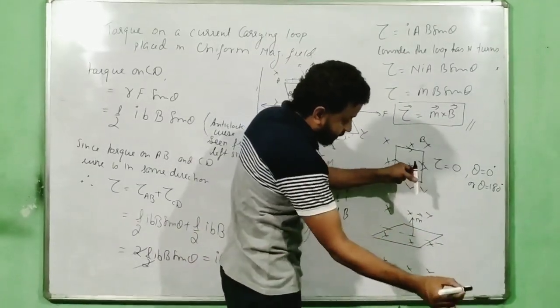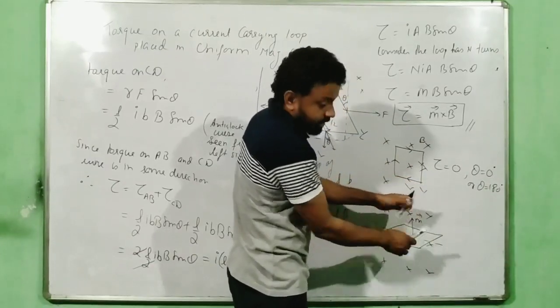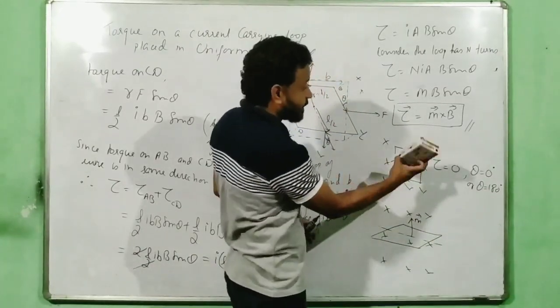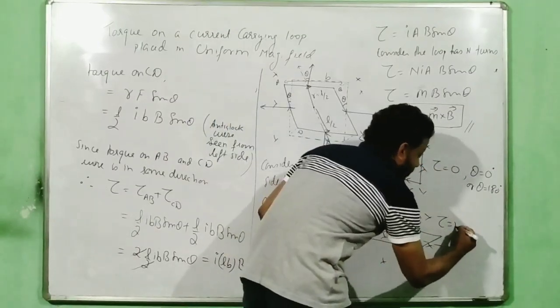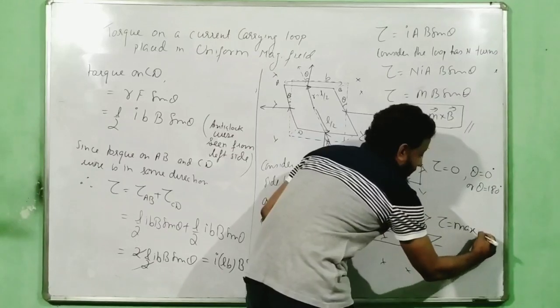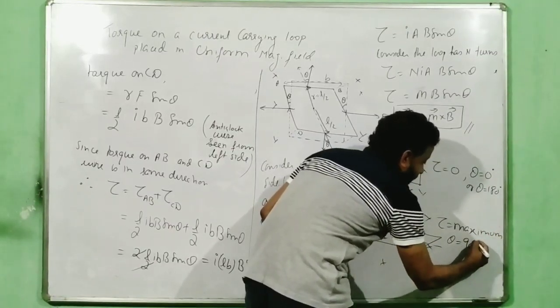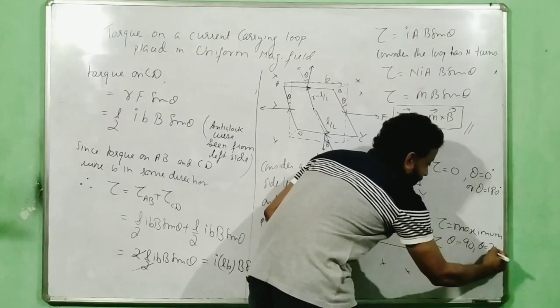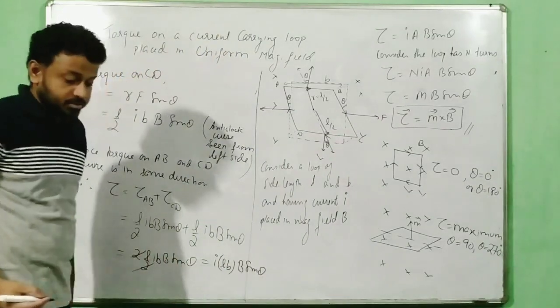See, this is the magnetic field going in, and the magnetic moment is now in this direction. That means the loop has become like this. So the torque is maximum. That happens when theta is equal to 90 degrees or when theta is equal to 270 degrees. That is the maximum torque.